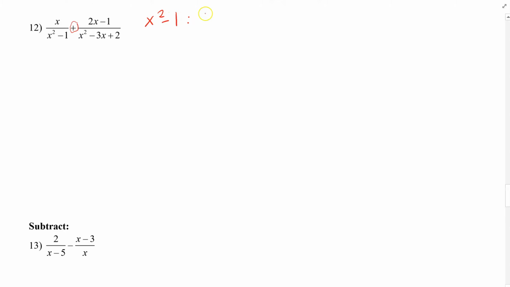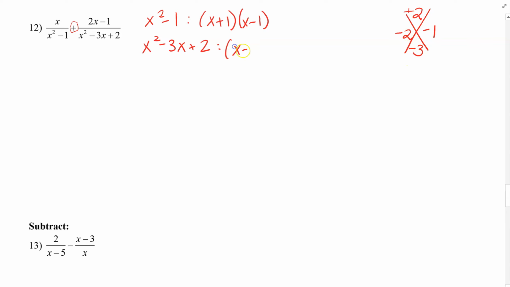And for x squared minus 1, that's a difference of squares, so it will factor into x plus 1 and x minus 1. And then x squared minus 3x plus 2 is a trinomial, so I would need to use the trinomial factoring for that. So I need to find two numbers that multiply to positive 2 and at the same time add to a negative 3. The only way that can happen is if both factors are negative, right? Negative 2 times negative 1 is positive 2, but then when you add them, it adds up to negative 3. So those are my factors, x minus 2 and x minus 1.